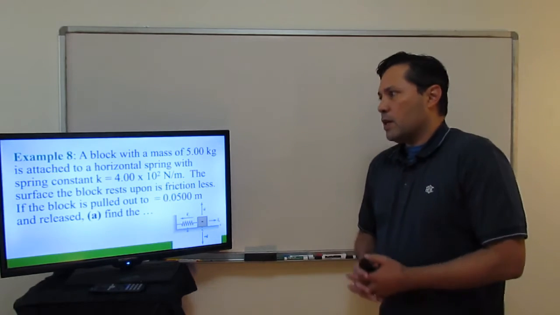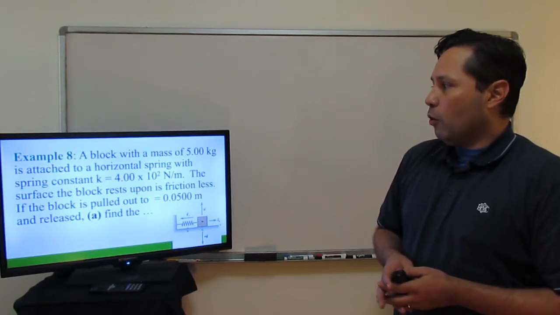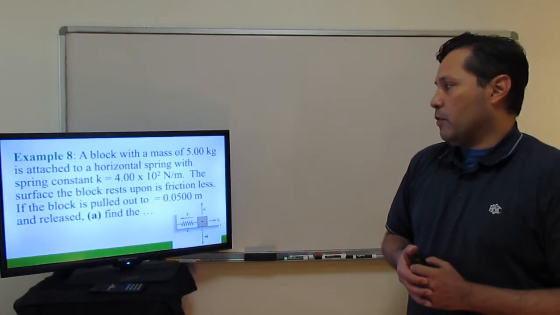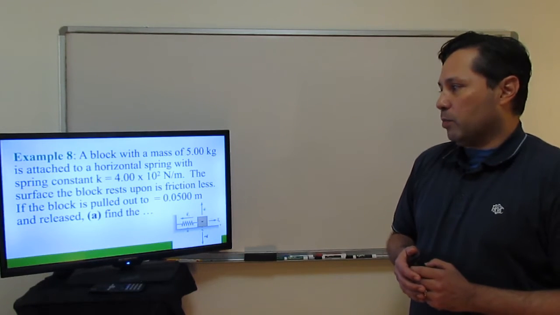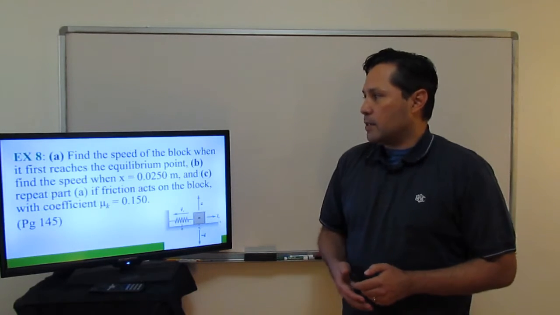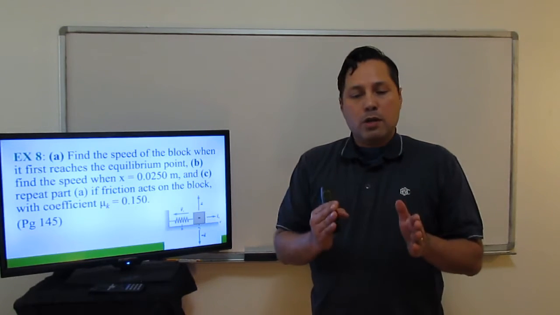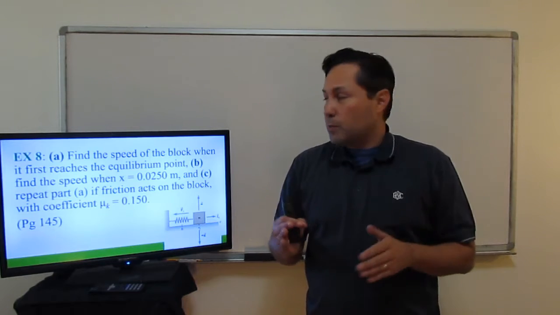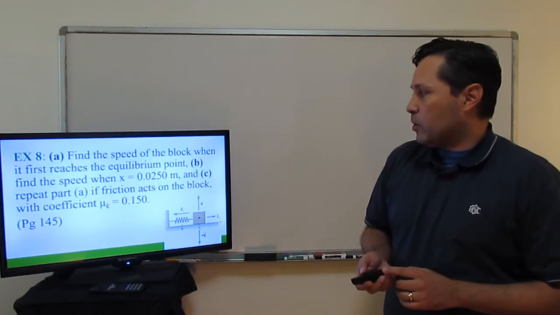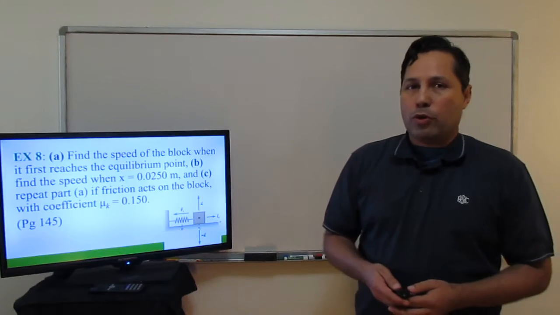Example 8 gives you the following. It says, a block with a mass of 5 kilograms is attached to a horizontal spring with a spring constant of 400 newtons per meter. So there's the setup, as you can see in the picture. The block rests upon a frictionless surface, and if the block is pulled out 0.0500 meters and released, find the speed of the block when it first reaches the equilibrium point. The equilibrium point is when the spring is no longer either compressed nor stretched. Part B, find the speed when the compression is 0.025 meters, and C, repeat part A if friction acts on the block and the coefficient of friction is 0.15.